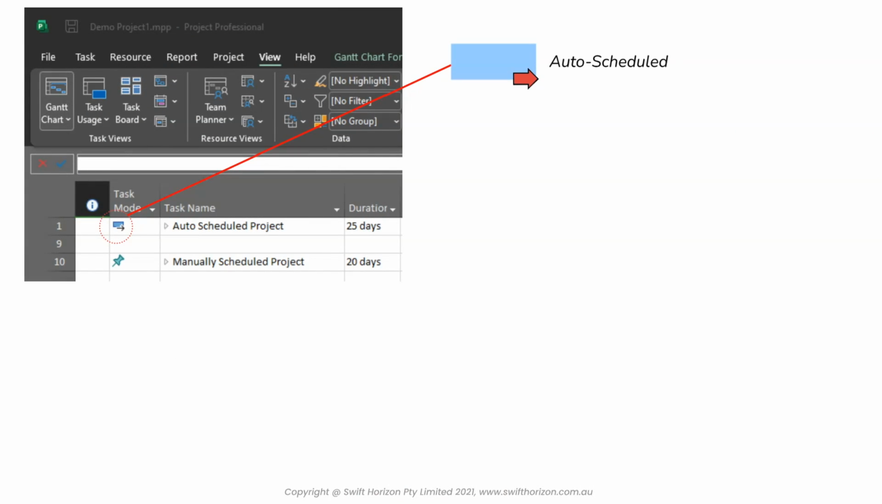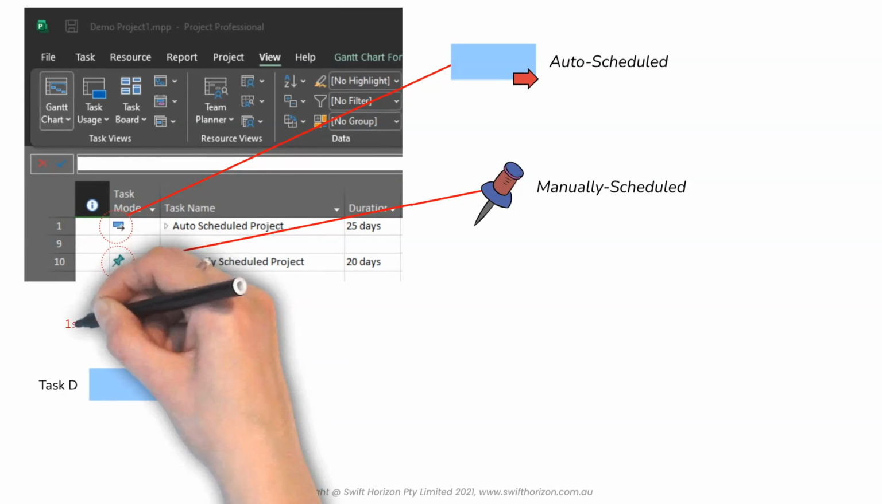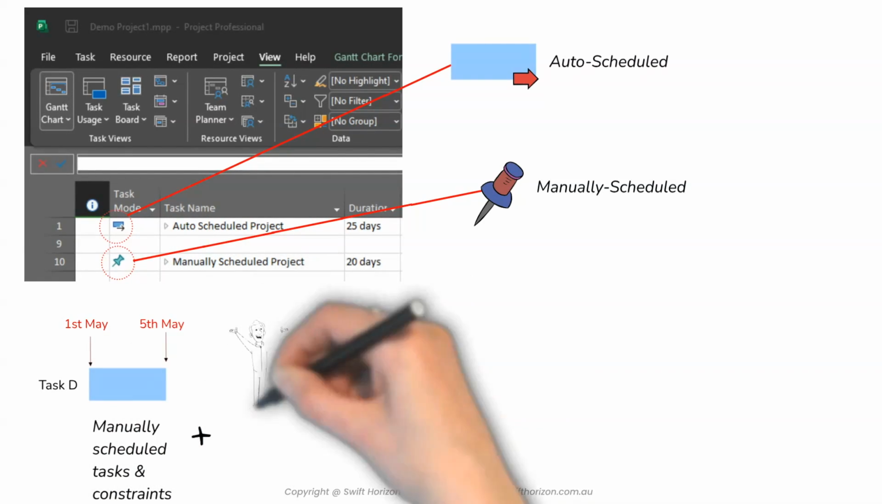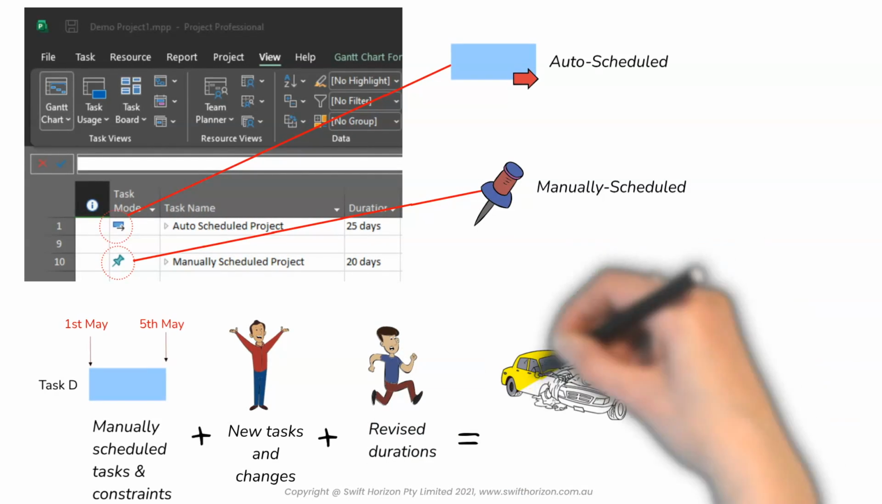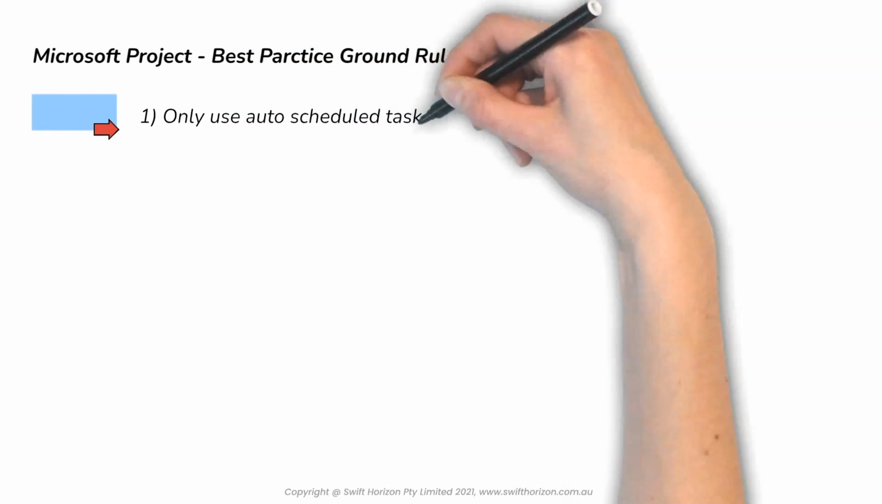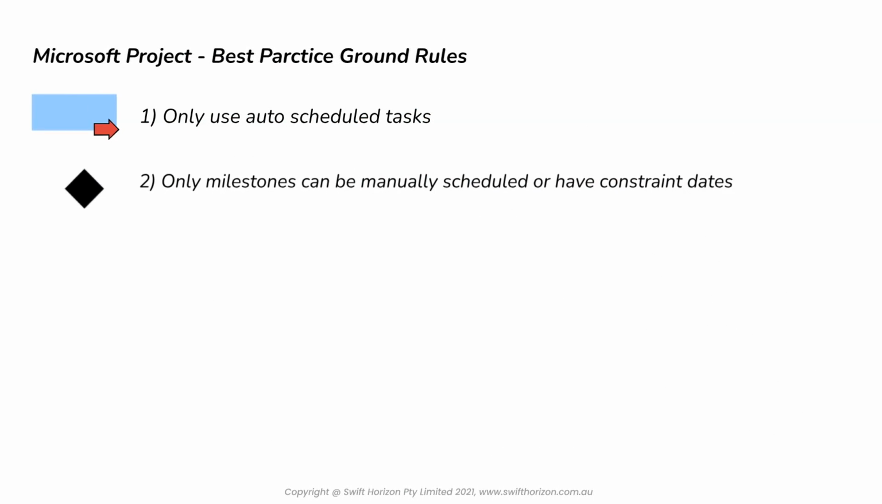So, backing up a bit. Microsoft Project has two types of tasks: auto-scheduled and manually scheduled tasks. As I'm sure you've already guessed, manual tasks have a specific start date and end date. This might make it easier when you're first creating your plan, but it also creates constraint dates which will make it very difficult to update your plan. This is the reason for our first best practice scheduling rule: only use auto-scheduled tasks. The second scheduling rule is, to allow for fixed date events, only milestones can be manually scheduled or have constraint dates. These milestones are typically used as an anchor for preceding or successor task sequences.